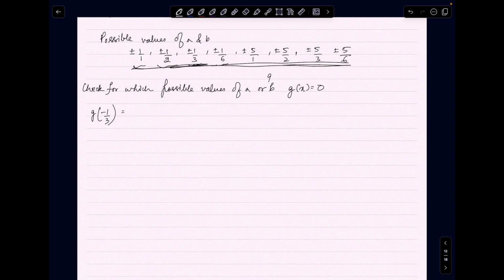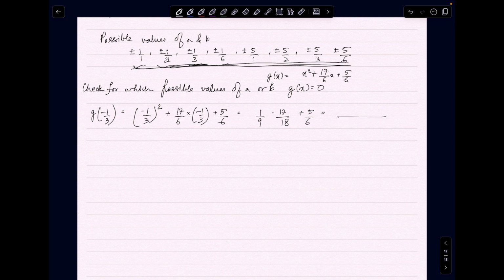Okay, g of x I am going to write here again. This is x square plus 17 by 6x plus 5 by 6. So g of minus 1 by 3 is minus 1 by 3 whole square plus 17 by 6x, means 17 into minus 1 by 3, plus 5 by 6. Got my point? So minus 1 by 3 square is 1 by 9, and this is minus 17, 17 into minus 1 is minus 17 by 6 into 3 is 18, plus this is 5 by 6.